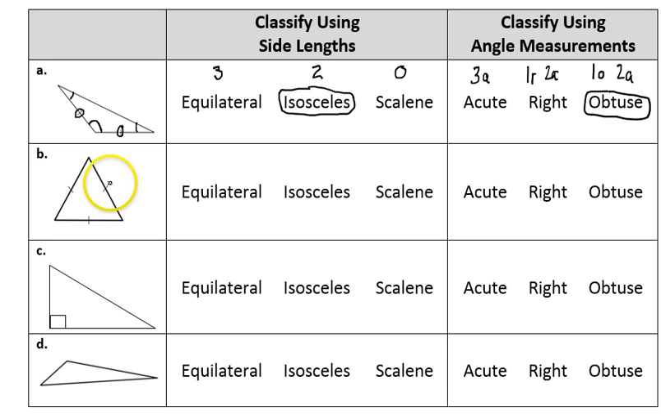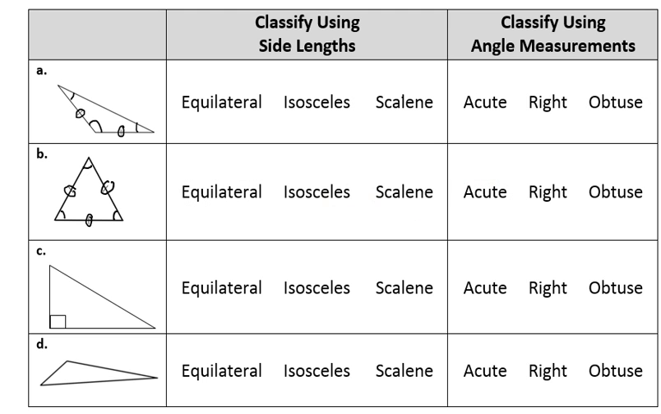Moving on to triangle B, it has three hash marks that match each other. That means all three sides of the triangle are the same length. That makes it an equilateral triangle. And looking at the angle measurements, all three angles are acute angles. They're all smaller than 90 degrees. That makes it an acute triangle. So triangle B is an equilateral acute triangle.